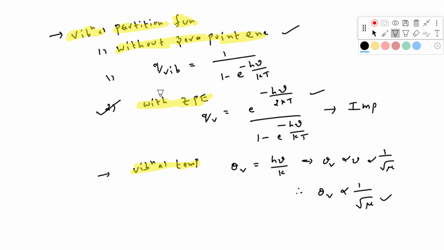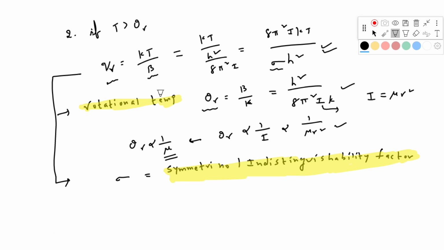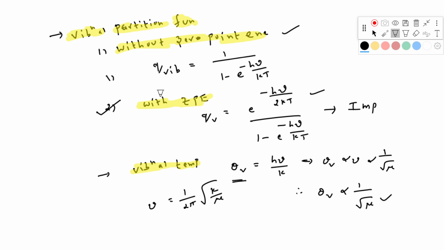Next, vibrational temperature. Vibrational temperature is indicated by theta v equal to h nu over k. From this formula, you can write theta v is proportional to nu. You know from vibrational spectroscopy, nu equal to 1 by 2 pi root over k by mu. If I put the nu value as 1 by 2 pi root over k by mu, then theta v is inversely proportional to root mu. That means if mass increases, vibrational temperature will decrease here. If mass decreases, vibrational temperature increases. If you see, rotational temperature is also inversely proportional to mu, and vibrational temperature is also inversely proportional to mu. Right?